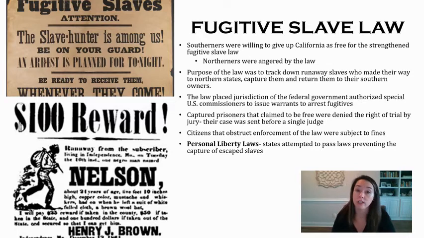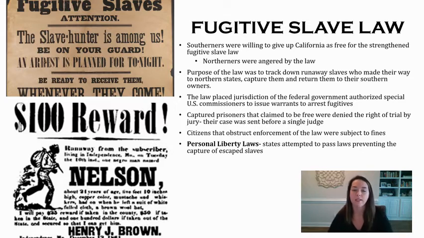So the law placed jurisdiction now within the federal government, and it allowed for special commissioners to issue warrants and arrest fugitives. So what they would do is go into these northern cities, like Philadelphia, for example, and parts of upstate New York, and they would be on the lookout for fugitive slaves. And there are people that would help them in some way or the other. What's also interesting about this is you didn't really have to have a ton of evidence in order to find someone to be a fugitive slave.